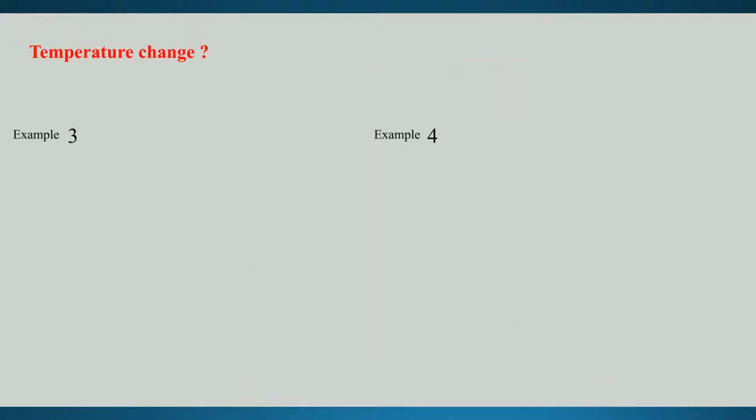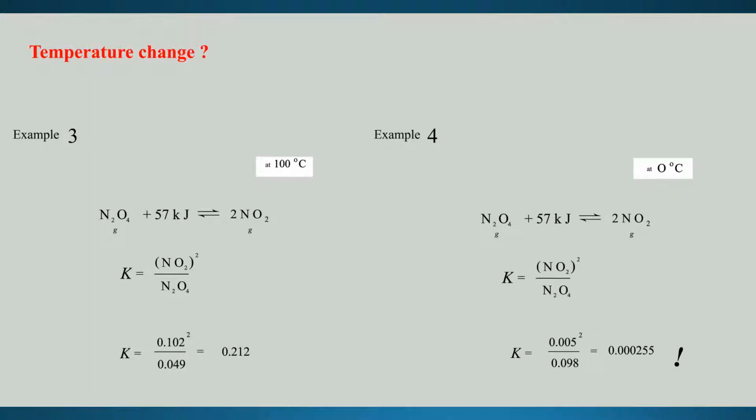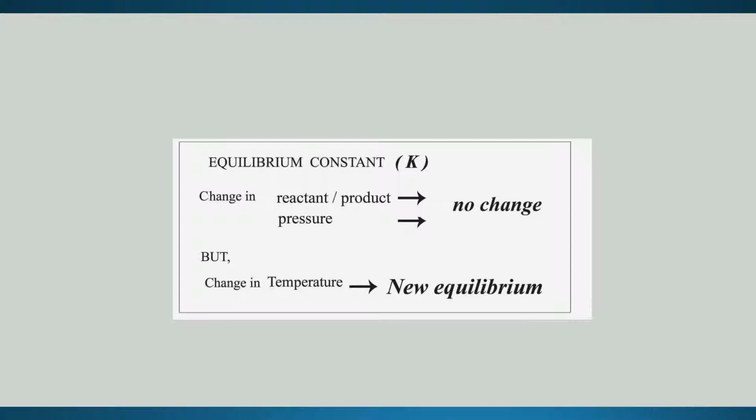How about temperature? Temperature has a funny rule. At 100 degrees, this is the value of K. If I put it at 0 degrees, the K value is totally changed. So the conclusion for the equilibrium constant is that a change in reactant, product, or pressure will not affect it. But a change in temperature will give a new equilibrium, so K will change by temperature.